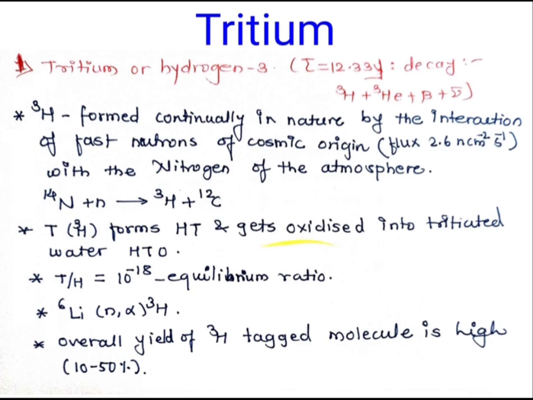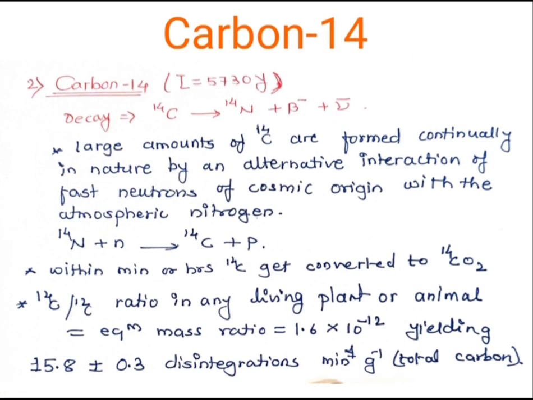Then we will see the next isotope. Next isotope is carbon 14. So as we know in nature, carbon 12 and carbon 14, these two isotopes are present, and the original molecule is carbon 12 and its isotope is carbon 14. So carbon 14's decay: carbon 14 will undergo the beta minus decay, and there is a formation of nitrogen 14. So carbon 14 gives nitrogen 14 plus beta minus plus neutrino, and its half life is 5730 years.